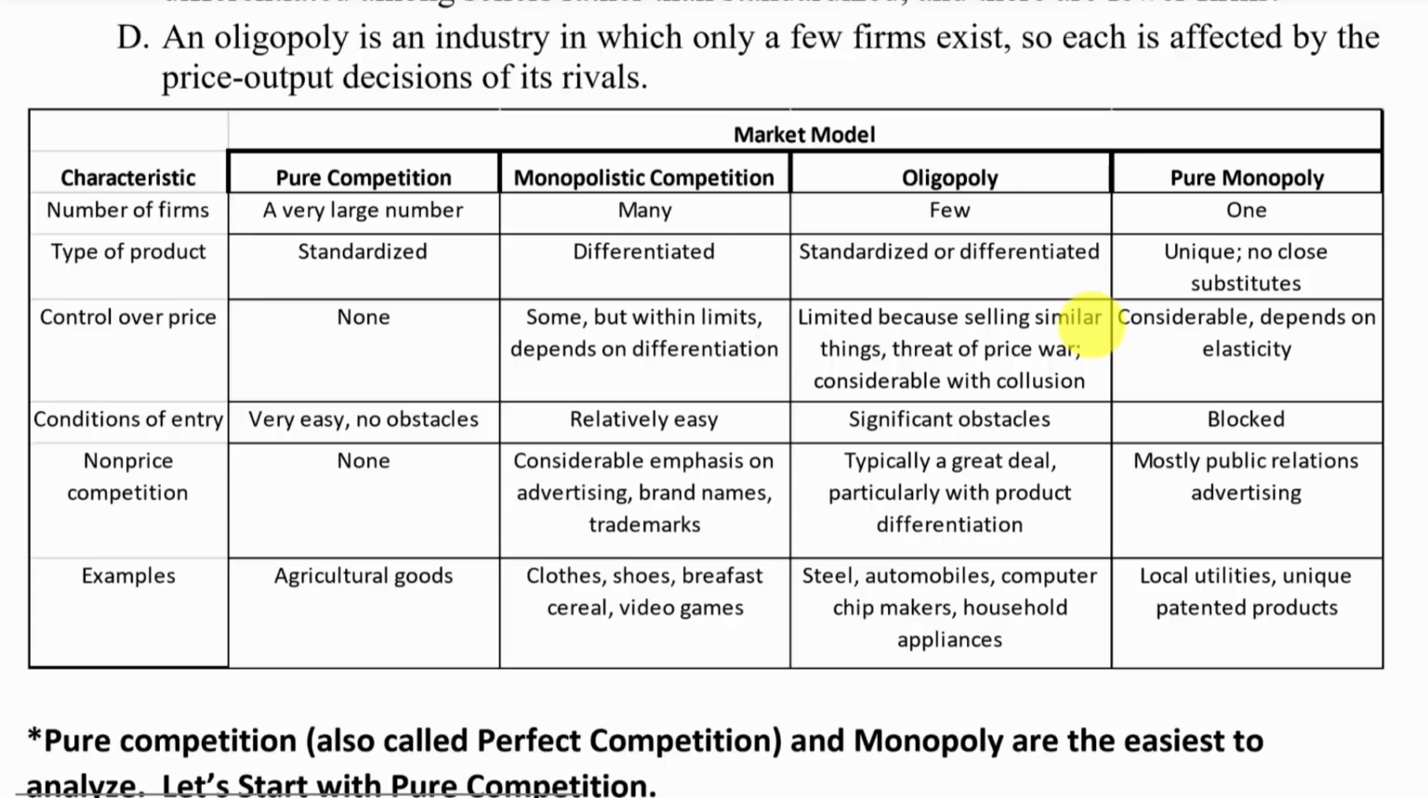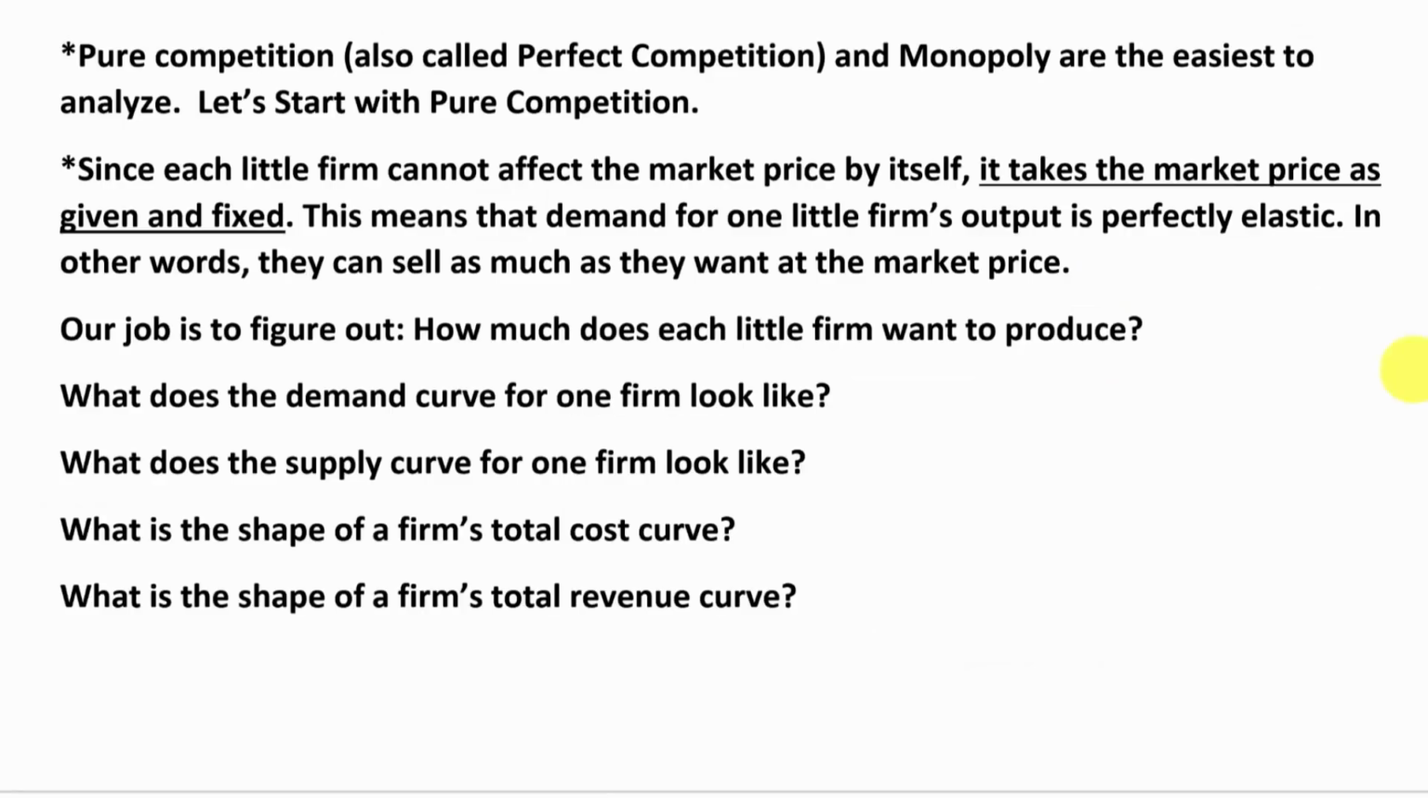A lot of times it's going to be debatable, but the most important thing is to be able to understand these characteristics and be able to argue which one do you think it is. And when it comes to things like quizzes and tests, we'll make sure that the examples are as clear as possible. So what we're going to focus on in this class are the 2 extremes, pure competition and monopoly, because they are the easiest to analyze. They're more simple and more clear-cut.